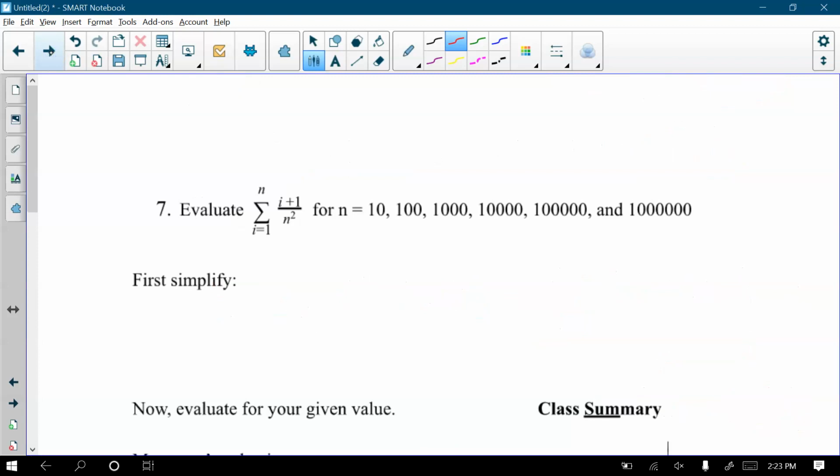Okay. Here we go. We're going to deal with this sum from i equals 1 to n of (i plus 1) over n squared. We're going to plug in values for n and see what happens. Holy moly, that's a massive number. Okay, that's neither here nor there. Notice that we're adding i and 1 together in the summation, and we're dividing it by n squared, which means that I could rewrite this as the sum from i equals 1 to n of (i plus 1) times 1 over n squared.